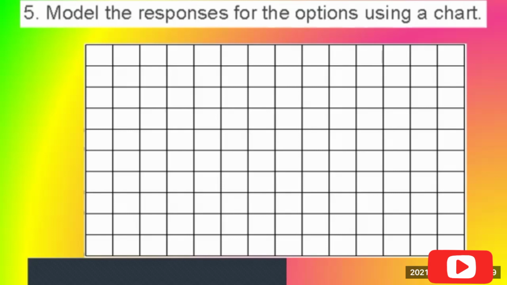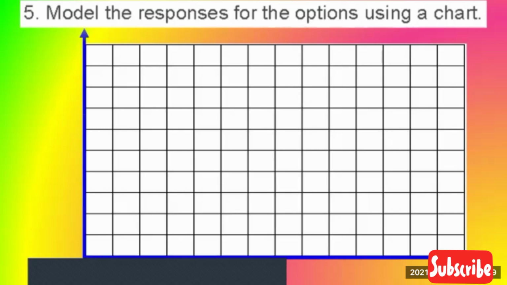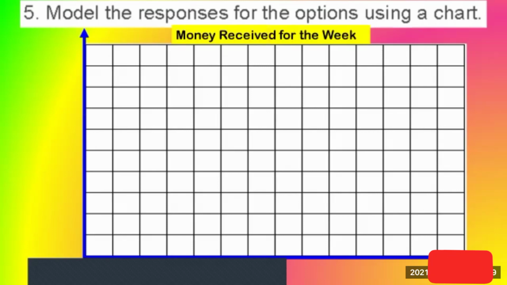But remember, when we're creating our charts, there are some important things that must be there. So we definitely need a title, and we need our axes. So we have our axes here, our y-axis going vertically, our x-axis going horizontally, and we have our title. Our title for this would be money received for the week. And you can write this in your own words, but basically what we would be representing here is money received for the week. So that is the title.